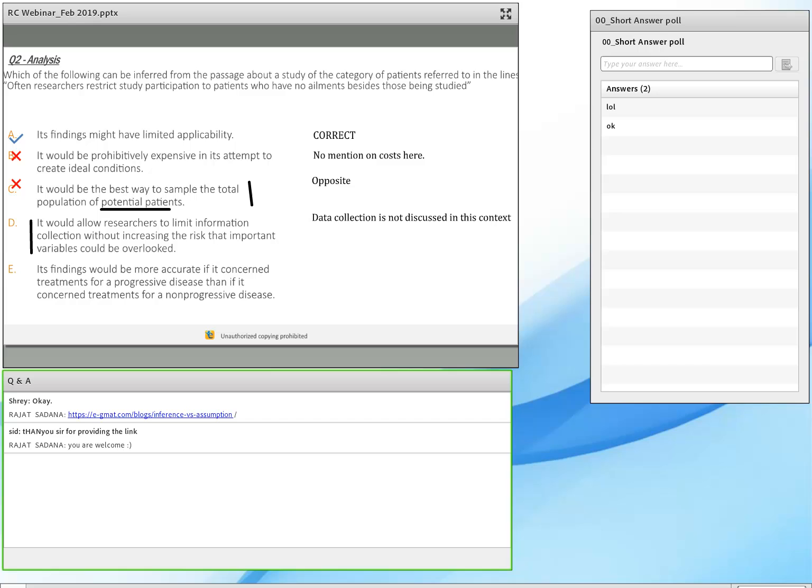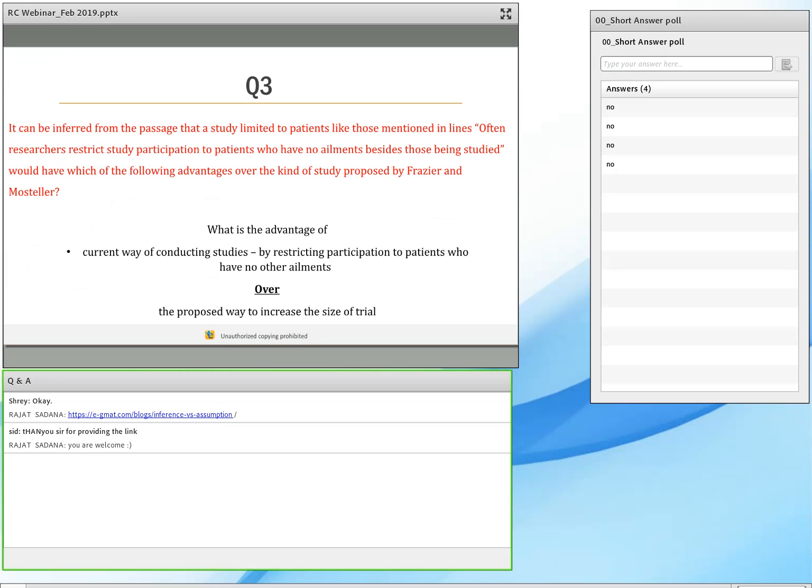Choice E again was very popular. Choice E compares progressive disease versus non-progressive disease. Does the author make that comparison anywhere in the passage? No. He mentions progressive, yes, but he says for a progressive disease, when you enroll a larger set of population, the results may be more representative. But that comparison with non-progressive is truly going too far. That is something which is not there.